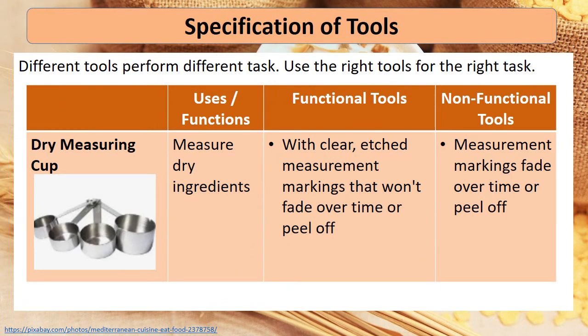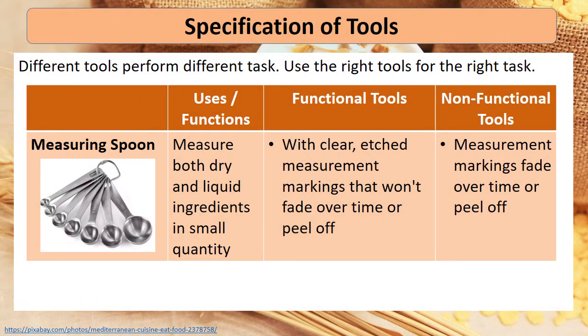Next is the dry measuring cup. It is used to measure dry ingredients. It is functional if it has clear edge measurement markings that won't fade over time. It is non-functional if the measurement markings fade over time or peel off. Next is the measuring spoon. It is used to measure both dry and liquid ingredients in small quantities. It is functional if it has clear edge measurement markings that won't fade over time, or it is non-functional if the measurement markings fade over time or peel off.